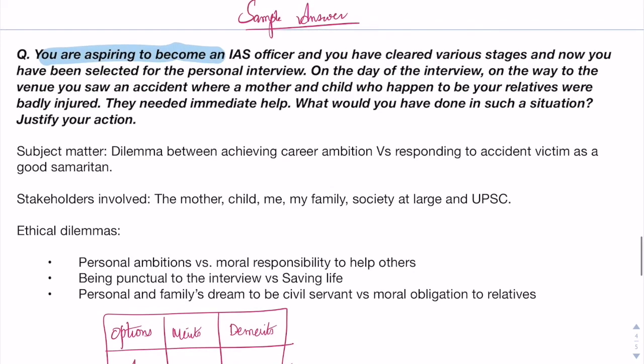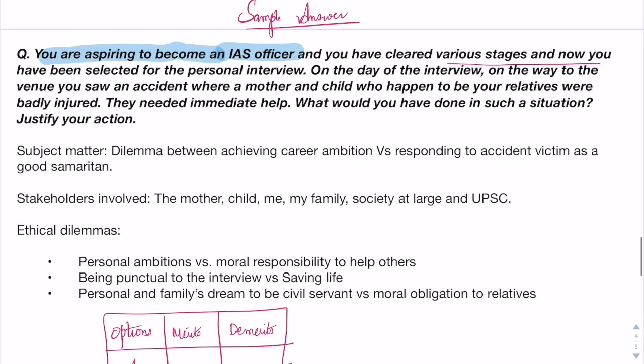There was a question that was asked in recent years where you are someone who is aspiring to become an IAS officer, and you have cleared various stages of the examination and you have been selected for the interview. While on your way, you met with your relatives who are bleeding on the road as they met with an accident. Now you face a dilemma whether to go for the interview or just be there helping the victims.